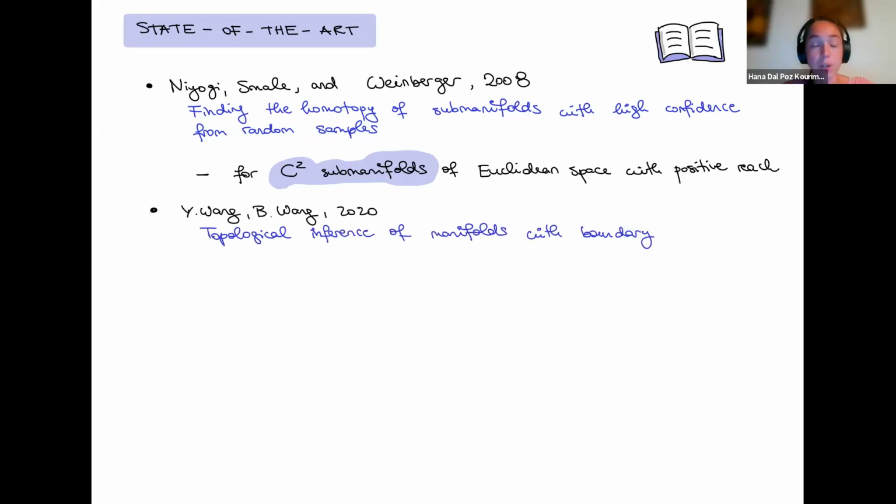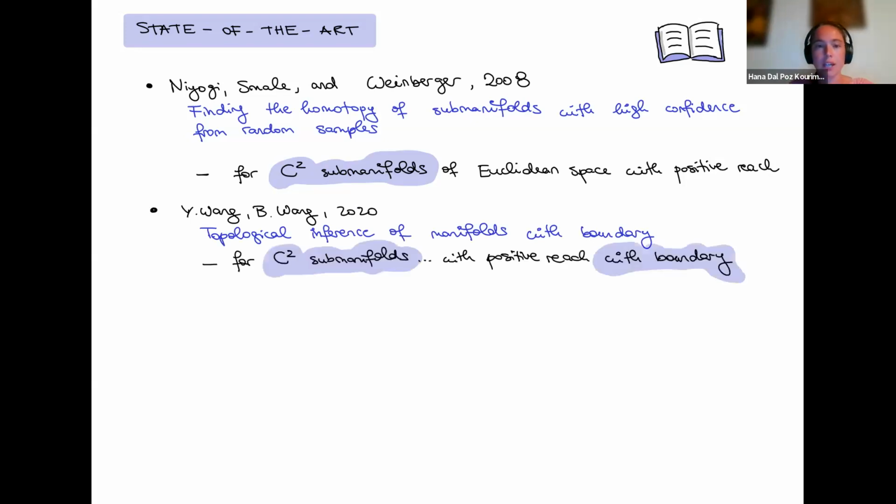The next paper I want to mention is this one by Wong, topological inference of manifolds with boundary. And there, as the title says, they generalize the notion, considering not only C2 submanifolds, but also C2 submanifolds with boundary. And in fact, in this paper, they use the result of Niyogi, Smale, and Weinberger to tune the conditions on the boundaries.